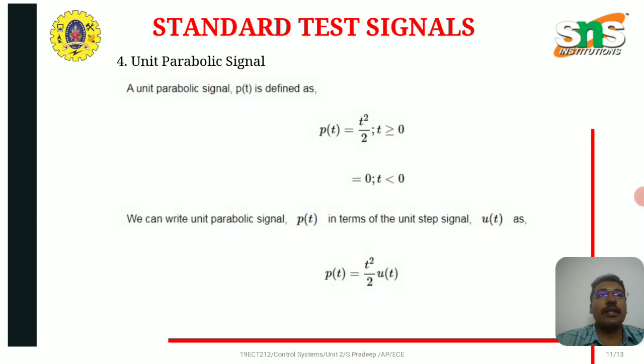Unit parabolic signal. A unit parabolic signal p(t) is defined as p(t) equal to t square divided by 2, where t greater than or equal to 0, and p(t) equal to 0 where t less than 0. We can write the unit parabolic signal p(t) in terms of the unit step signal u(t) as p(t) equal to t square divided by 2 into u(t).